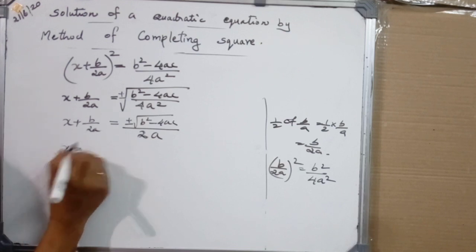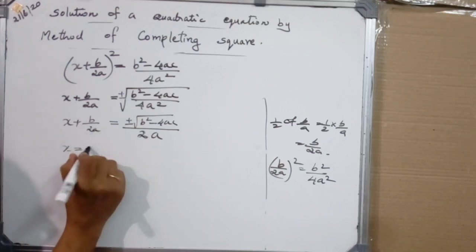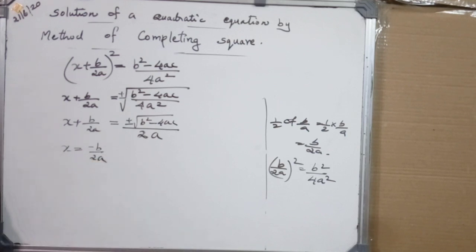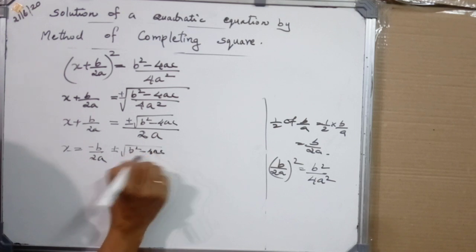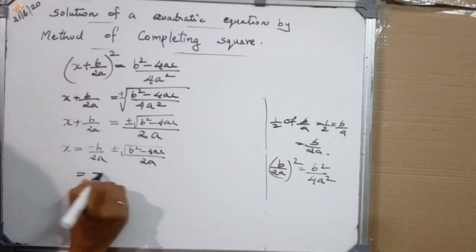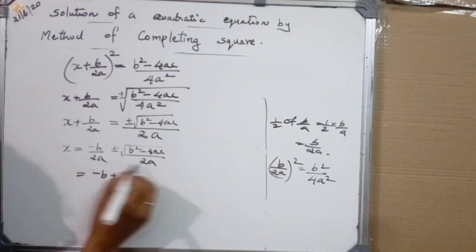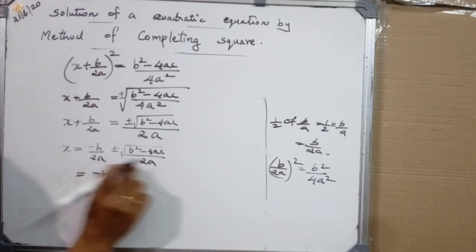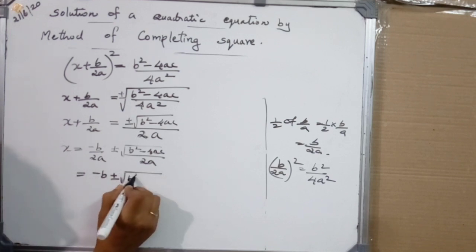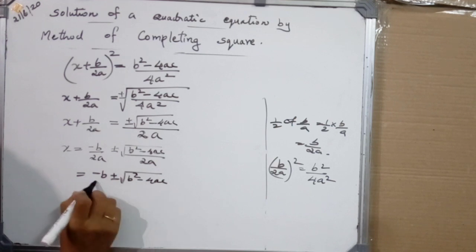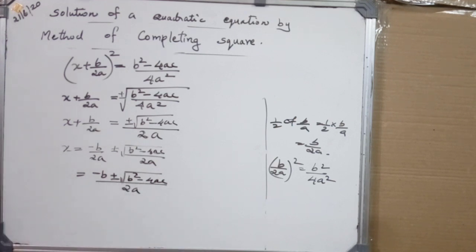Now x equal to, take this to the right side, so positive b by 2a becomes minus b by 2a, plus or minus root b square minus 4ac by 2a. The denominator is the same here and here, so you can just add the numerators: x equals minus b plus or minus root b square minus 4ac by 2a. These are the roots of the quadratic equation ax square plus bx plus c equal to 0.